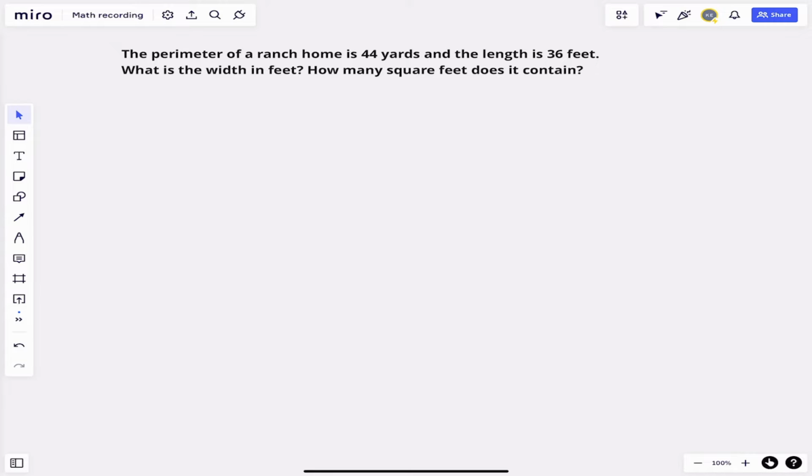And today we are going to be doing a math problem. This one has to do with area and square footage and measuring a house. So hold your horses. Here we go.